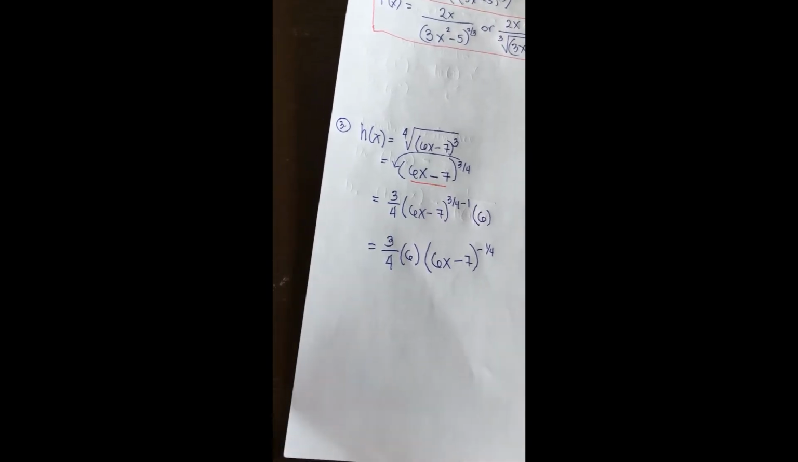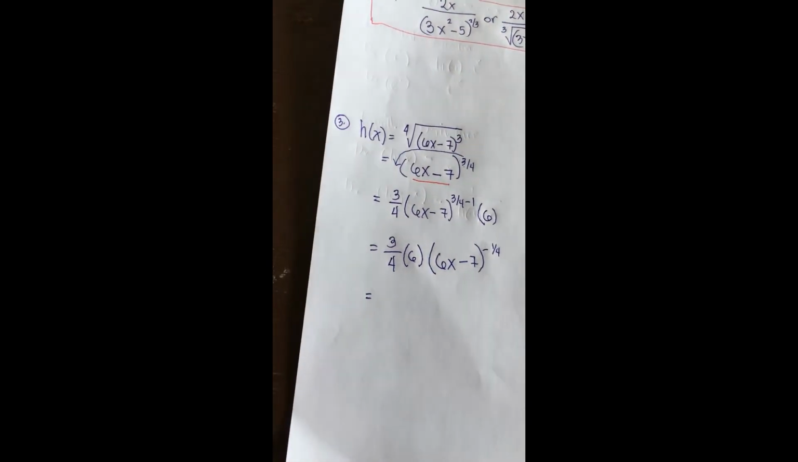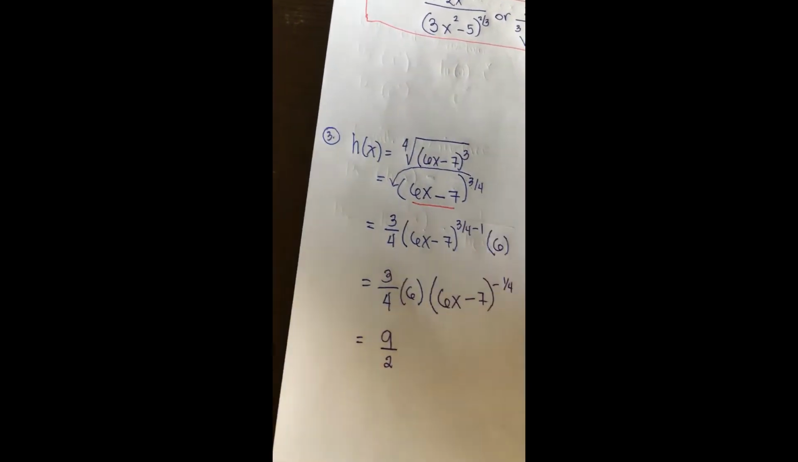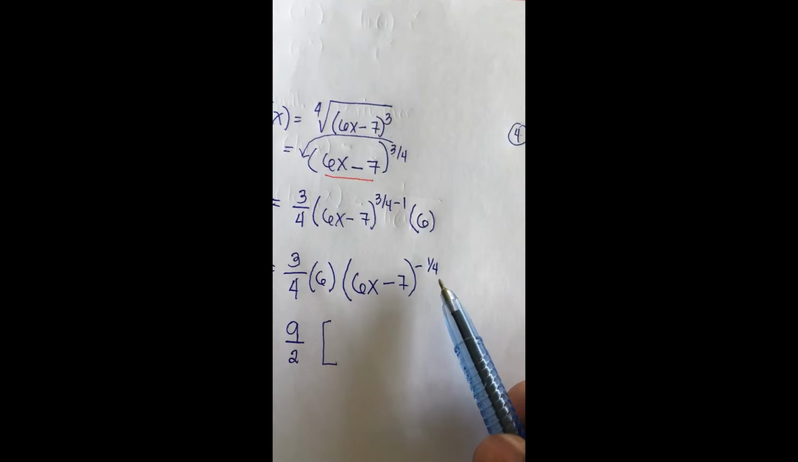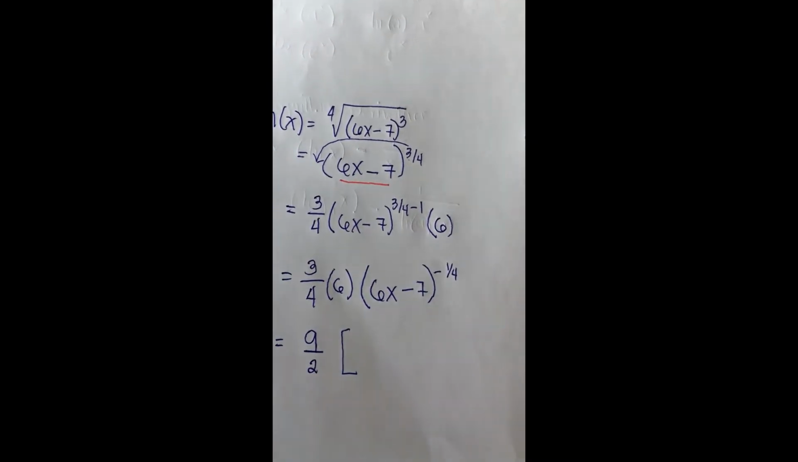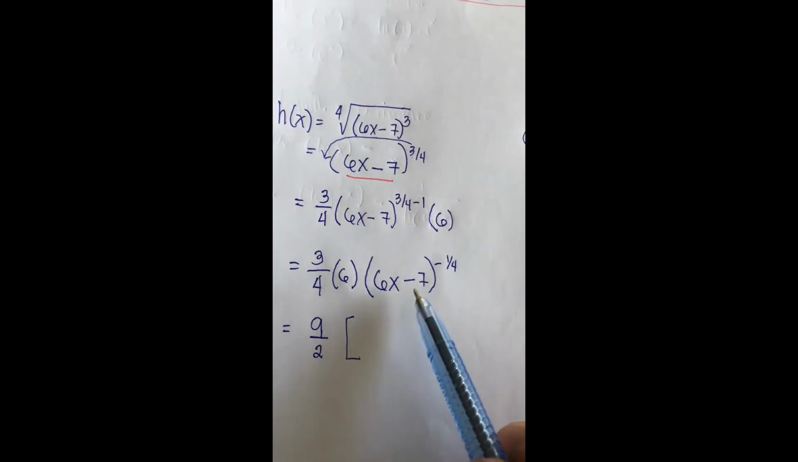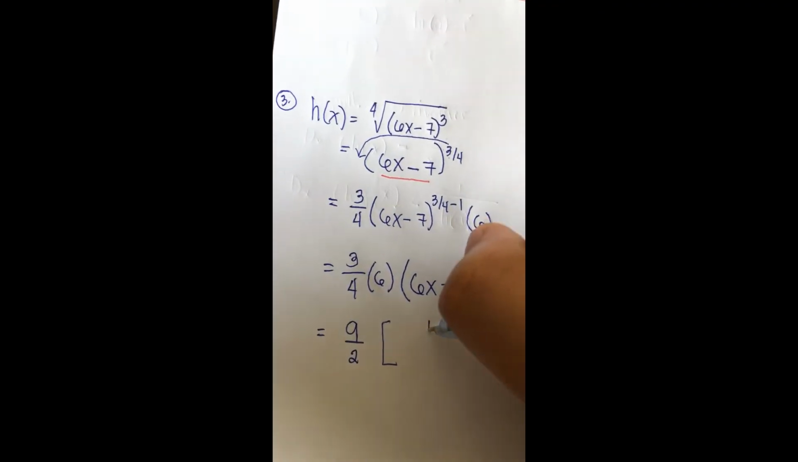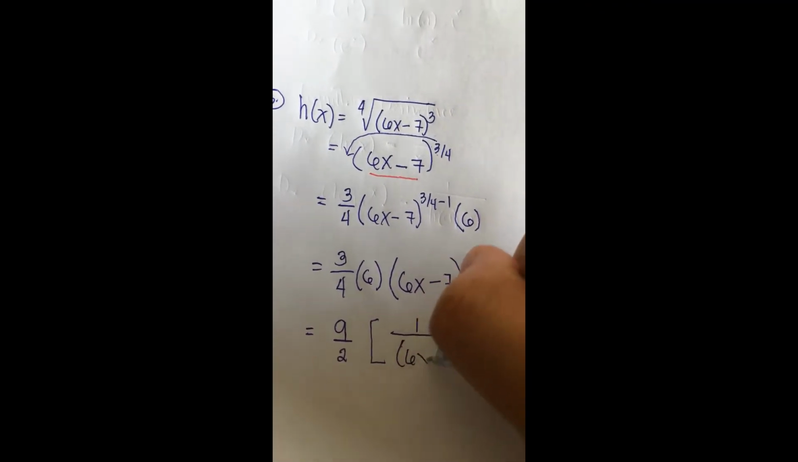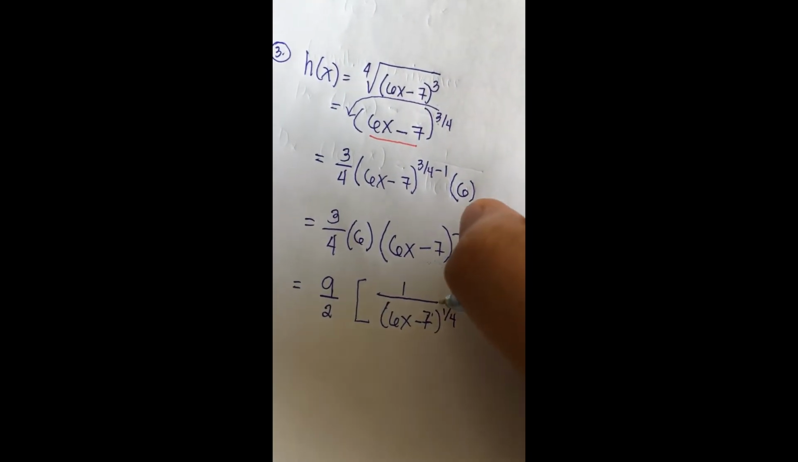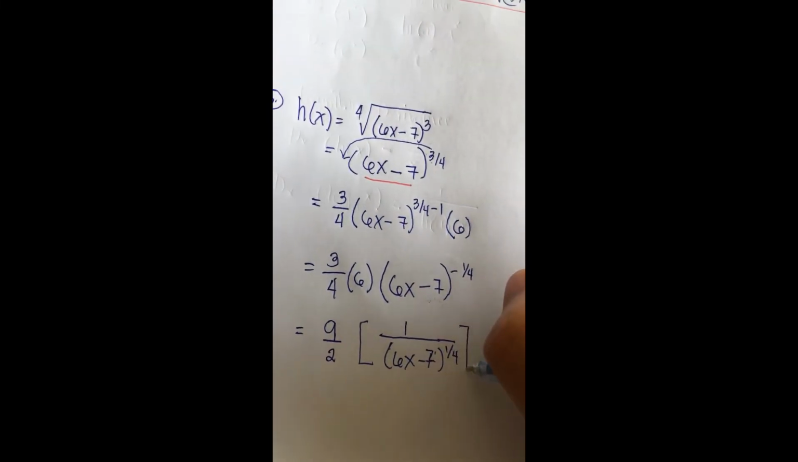So, multiply 3/4 and 6. The answer is, we have 9 over 3 times 6 is 18. Divided by 4 is 9 over 2. Times, of course, just like what I've said kanina, bawal magka-negative ang exponent. So, you are going to get the negative reciprocal of ito. So, the negative reciprocal of that one is 6x minus 7 raised to the negative 1/4 will turn into positive 1/4.